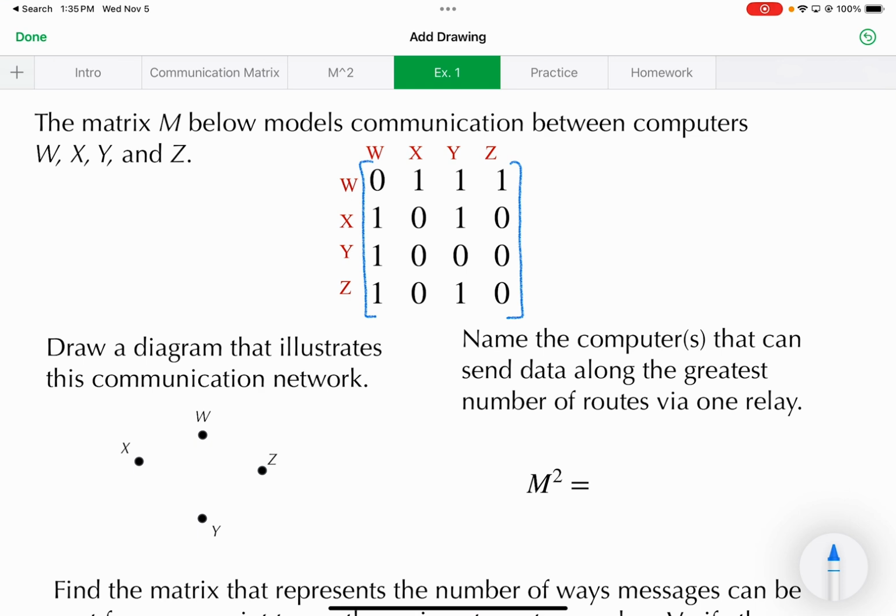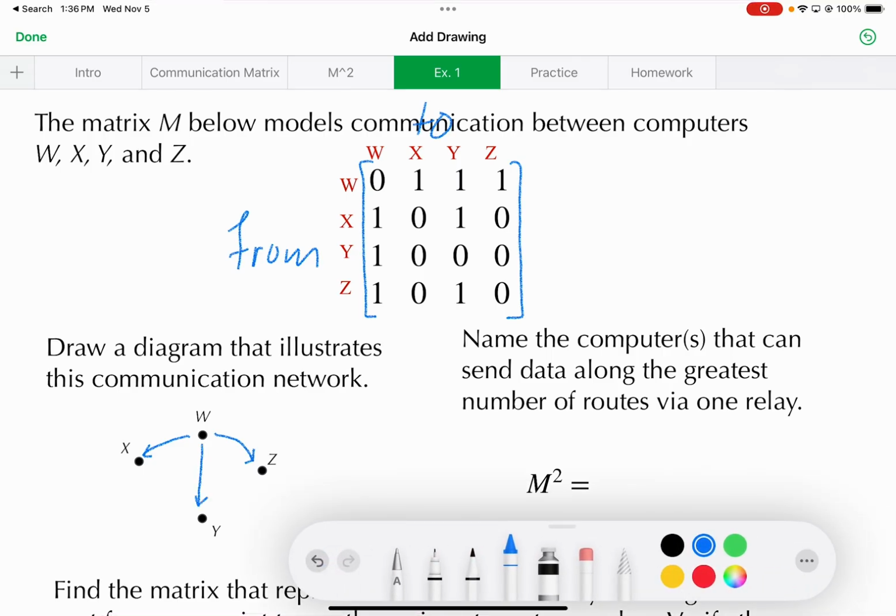And let's draw arrows from W to the other computers. So again, this is from along the rows and then to along the columns. So I can go from W to what other computers? X and Y and Z. So I'm going to draw an arrow from W to Z, an arrow from W to X, and then an arrow from W to Y. Cool. Now let's do from X.